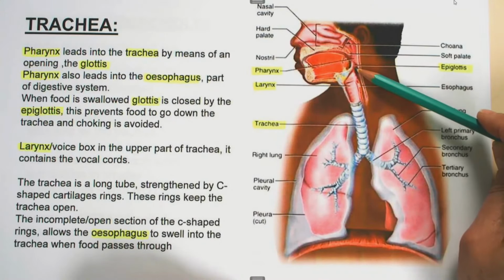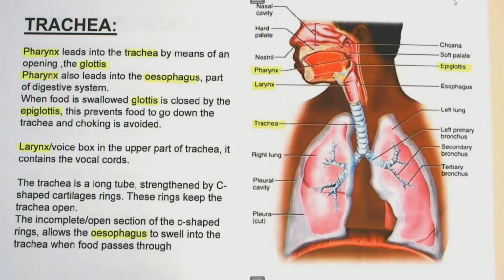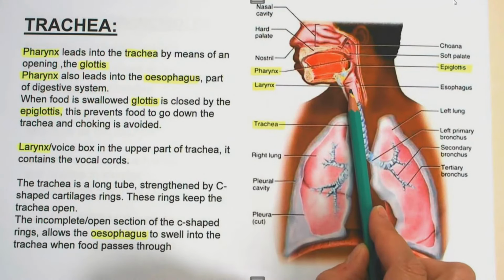Now when food is swallowed, the glottis, that is like a cap-like structure there, is closed by the epiglottis, and this prevents the food from going down the trachea, in other words, to prevent you from choking. All right, then the next one is the larynx, that's your voice box.